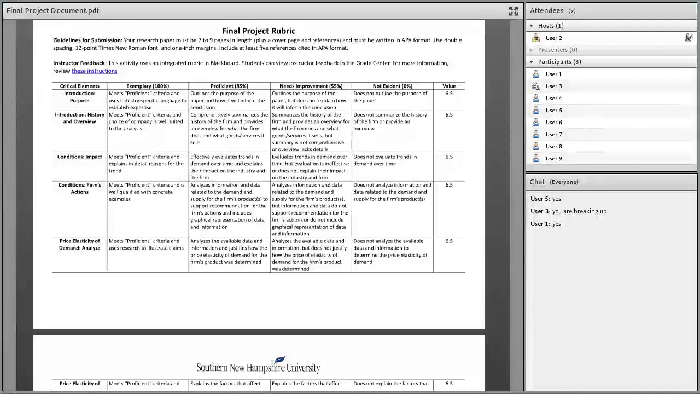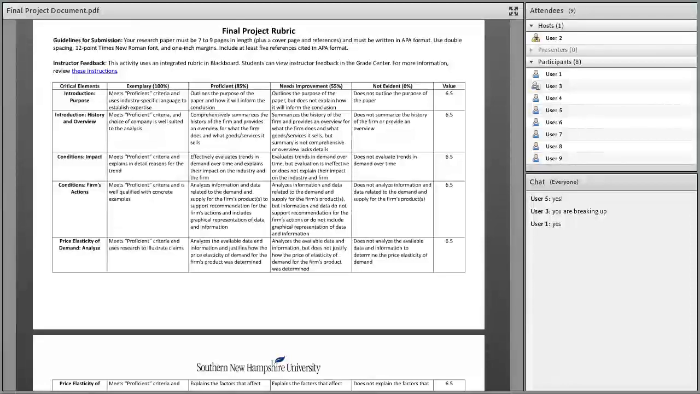So as I said, in milestone 1, you introduced your paper and introduced the company, the firm you chose, by providing a history and an overview of your company. To be proficient, you had to outline the purpose of the paper and how it will inform the conclusions of your paper. To be exemplary, you will also have to use industry-specific language.